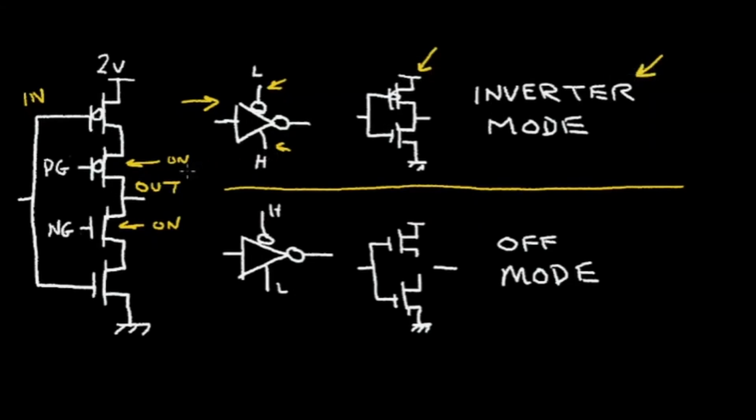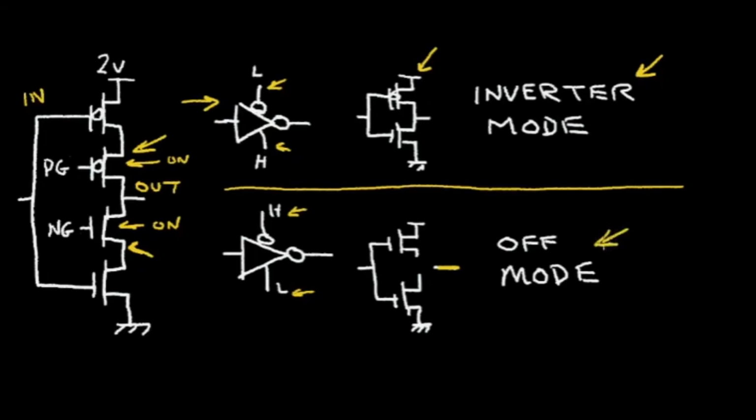Now, the other mode of operation is when this P FET transistor and this N FET transistor are both in the off condition. So when the gate of the N FET is low and the gate of the P FET is high, both these transistors are off, and the equivalent circuit has the output that is detached. So here we have part of an inverter. The P FET is not connected to the N FET, and this circuit essentially does nothing. And I'm going to refer to this mode as the off mode.